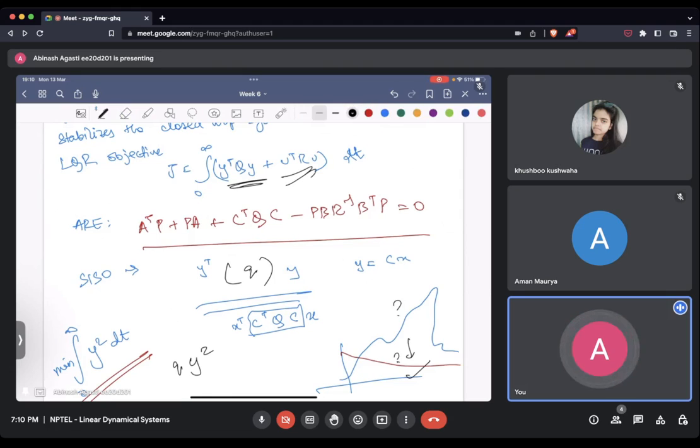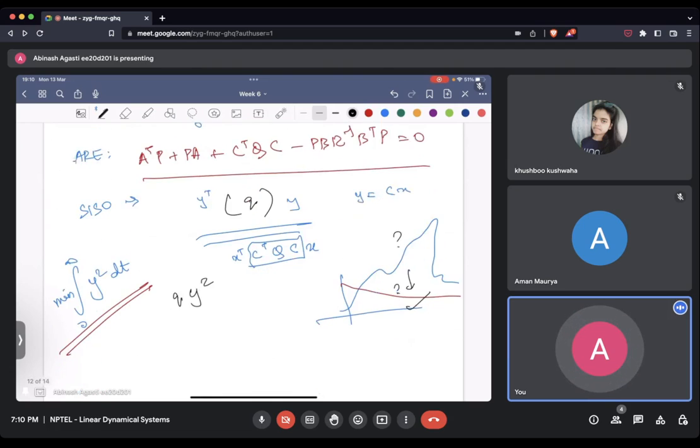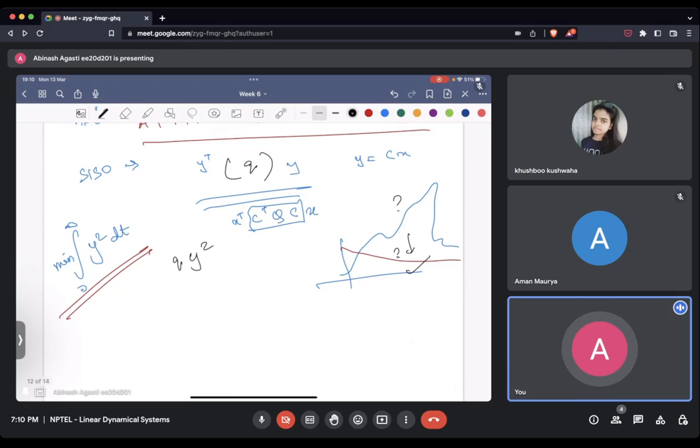So U transpose RU corresponds to the same thing as what happened with the output, but for the input. Along with keeping the output at a lower level as much as possible, we also do not want the input to be very high. So we want both the input and output to be in some reasonable range.